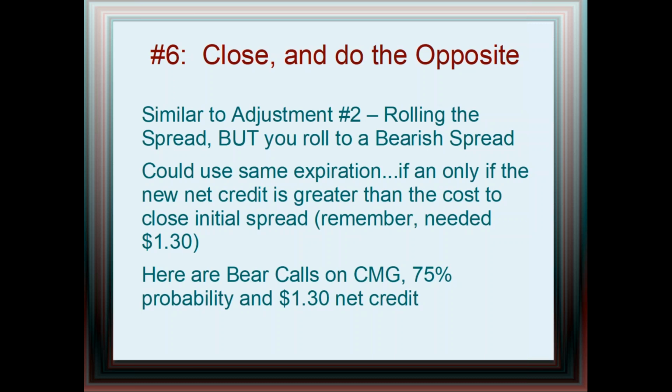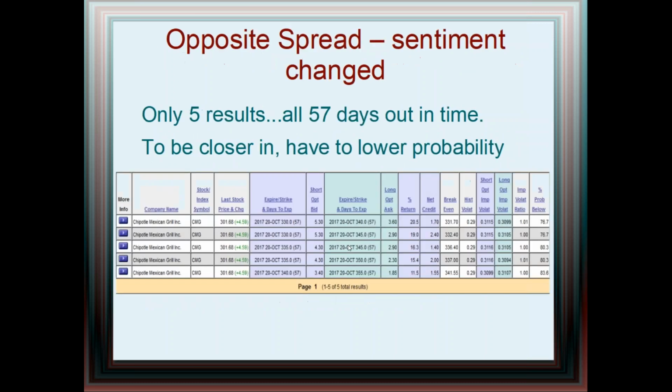As before with adjustment number 2, you might be able to use the same expiration if and only if the new net credit is greater than the cost to close the initial spread. We'd have to pay $2.05 to close our bull put on CMG. We keep the 75-cent net credit, so our loss is $1.30. So now I need to find bear calls on CMG with a 75% probability and $1.30 net credit because my sentiment has completely changed. Using that, the only ones available are the October series that are 57 days out in time. Okay? To be honest with you, in this case, I opened a 14-day trade.